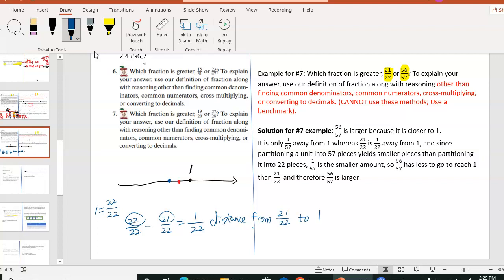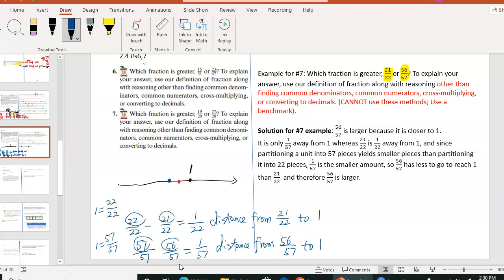This number we got is the distance from 21/22 to 1. So now we're going to do 1 minus 56/57. And again, 1 can be written as 57/57, because I want to get the same denominator, 57. So we're going to get rid of this 1 and replace it with 57/57. And now let's look at the subtraction. 57 parts minus 56 parts, we have 1 part, and the size doesn't change, so we still have 57. And this answer we just got is how far 56/57 is away from 1. So from this number to 1.